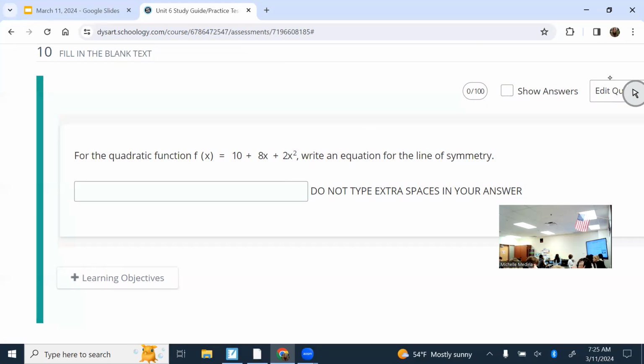So think about what it means for something to be symmetric. What does it mean for something to be symmetric? Okay, so same on both sides, meaning that if I draw a line down the middle, and this is what our quadratics look like, it should be a mirror image on both sides. So that's what we're asking, is the equation for a line that goes right down the middle of our quadratics. What also goes right down the middle of our quadratics?